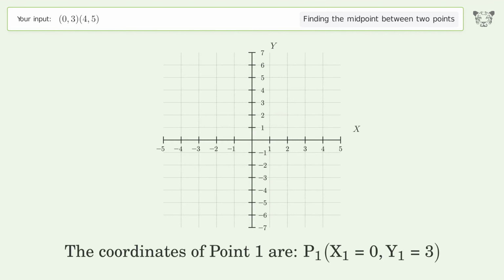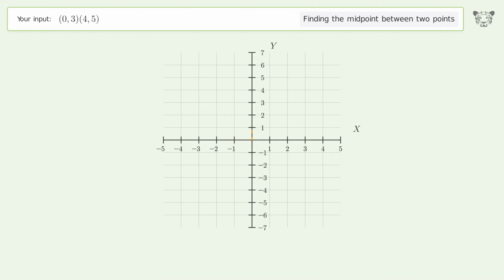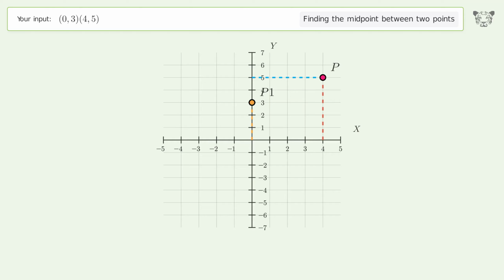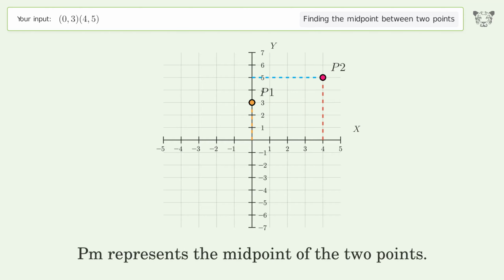The coordinates of point 1 are x1 equals 0, y1 equals 3. The coordinates of point 2 are x2 equals 4, y2 equals 5. PM represents the midpoint of the 2 points.